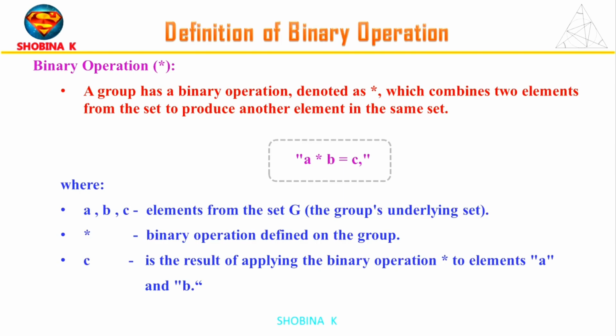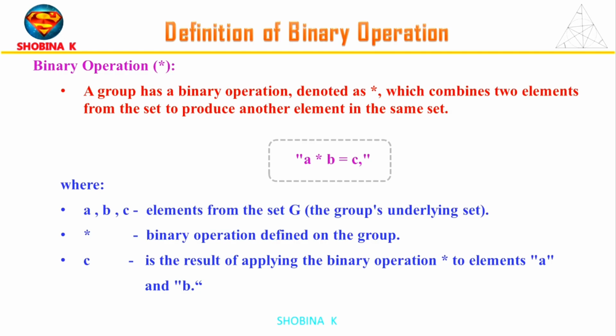And next, binary operation. In group theory, a binary operation is denoted by asterisk, which is a mathematical operation that takes two elements from the set and then combines them to produce a single element. A binary operation is one of the key components used to define a group. Mathematically, it can be represented as a star b equals c.